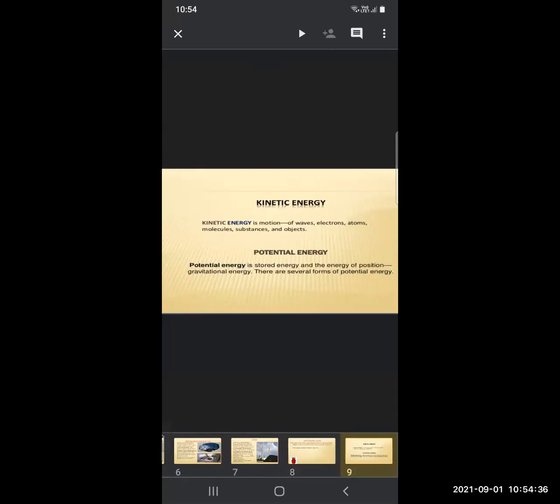Kinetic energy is motion of waves, electrons, atoms, molecules, substances, and objects. And then what is potential energy? Potential energy: stored energy, energy of position, gravitational energy. These are the several forms of potential energy.